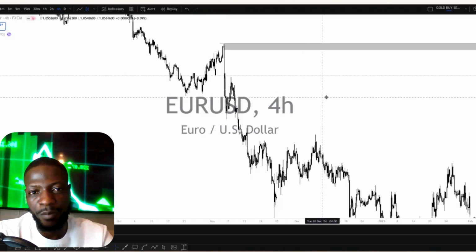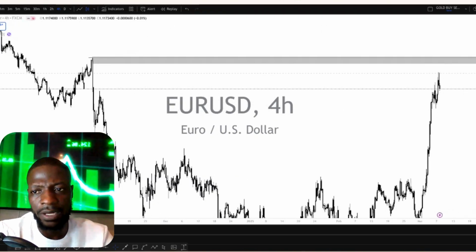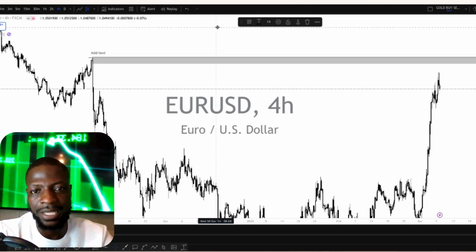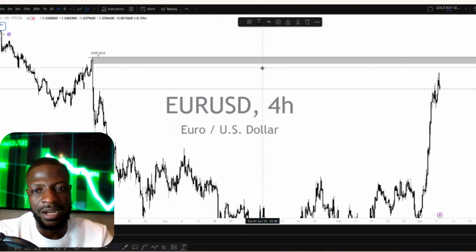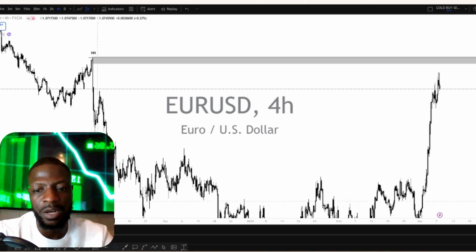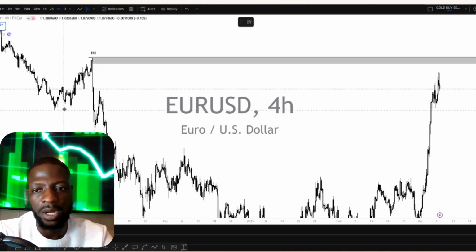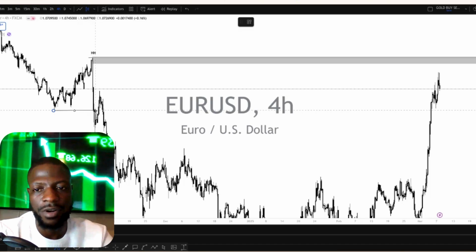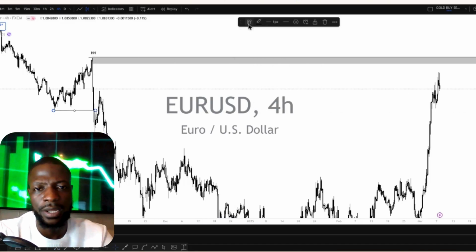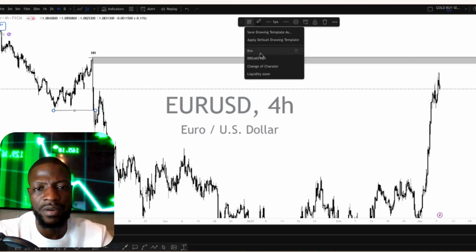So we have a nice rally base drop right there. Let's just go ahead and mark this, like that. Then we have a break of structure here. I have a break of structure right there. We have a break of structure right there.